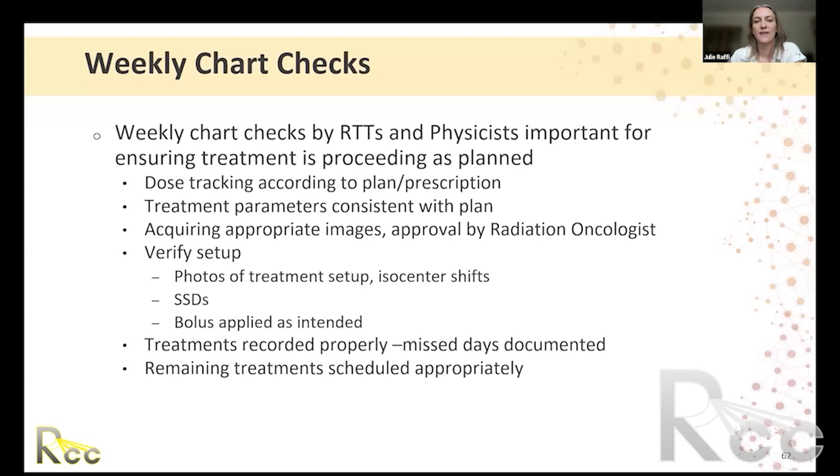To do this, it's important that if the patient does have gaps in treatment, those are documented and explanations are recorded, so that when a therapist or physicist comes to do a weekly chart check, they understand if the patient record didn't save or if the patient just missed treatment that day due to a known reason. And then making sure that remaining treatments are scheduled appropriately.